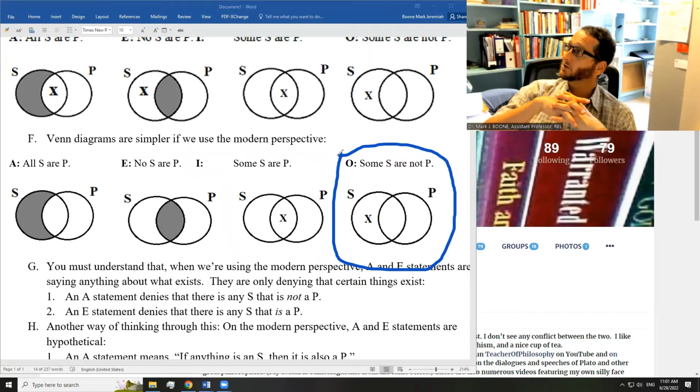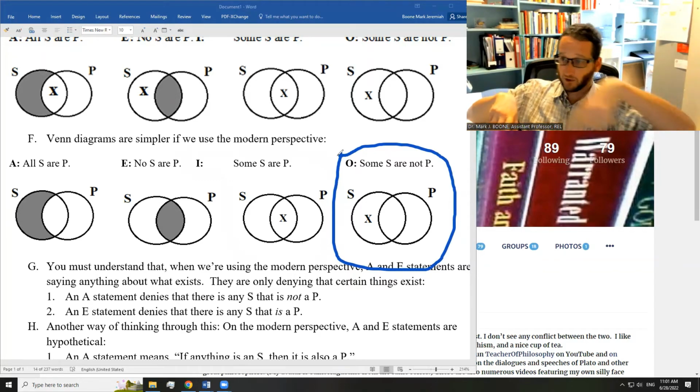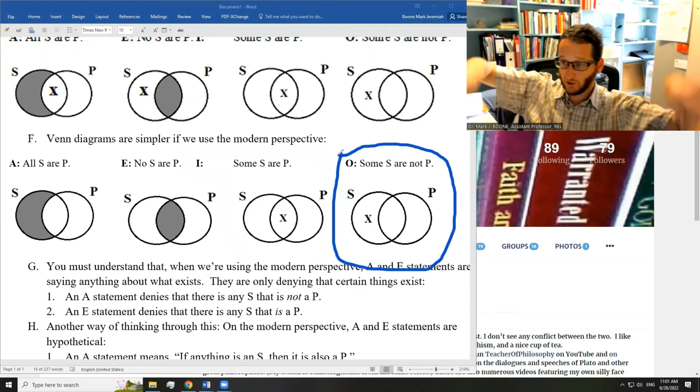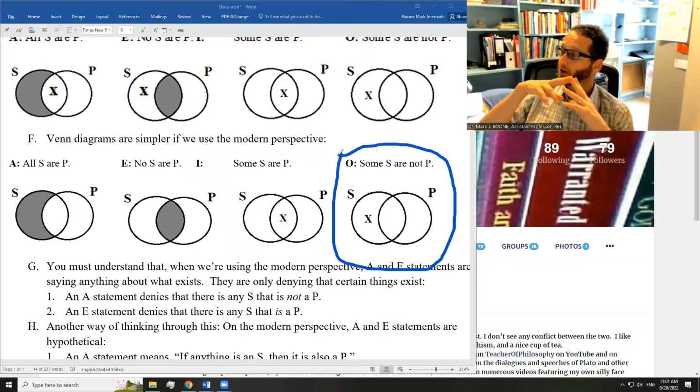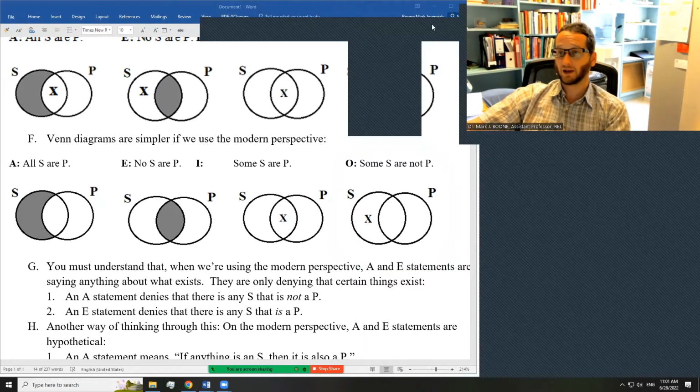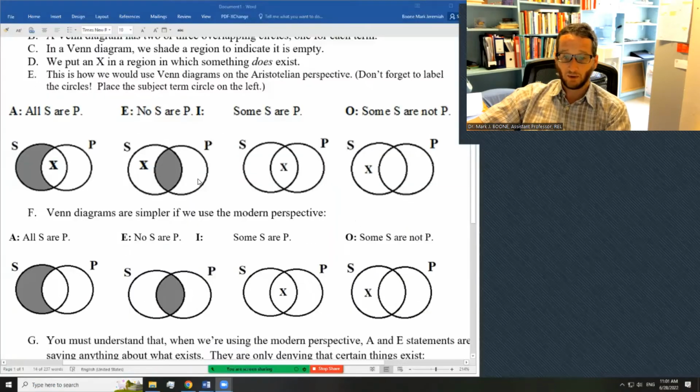Some guinea pigs are not pets. Your leftmost circle will be labeled guinea pigs. Your right circle will be labeled pets. Draw the circles till they overlap, and in the overlapping region, don't do anything. In the leftmost region, representing things that are guinea pigs but not pets, put an X, because that's what the proposition says. Okay? That is how you make Venn diagrams for categorical propositions.